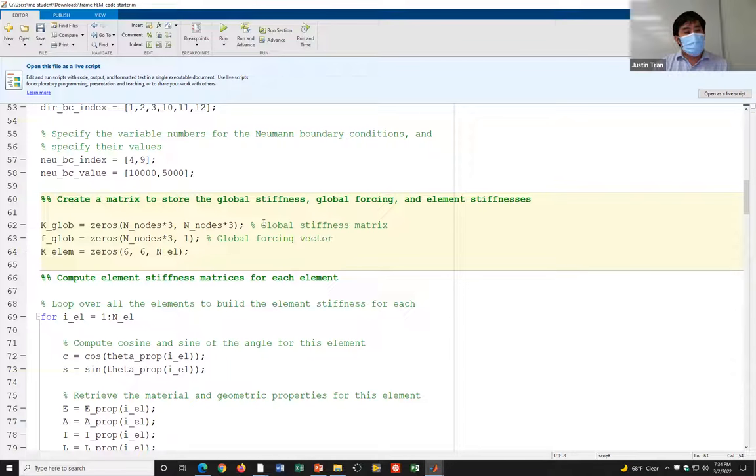By that same token, we have F glob here, which is our global forcing vector. That's where we're going to put in all of the boundary conditions and the nodal loads.